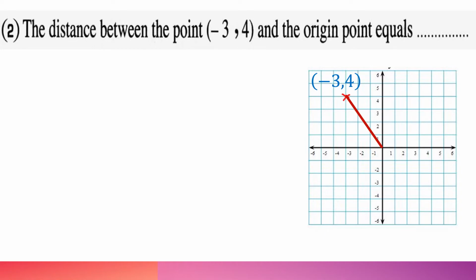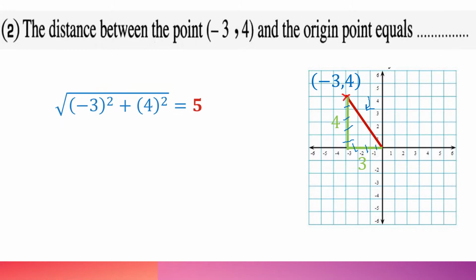How to find it? I need a right angle triangle. Here are the sides. Then what is the length of the first side? It is 3 because we counted the squares. I have 1, 2, 3 squares. The other side is 4 because I counted also the squares 1, 2, 3, 4. Then I need to find this hypotenuse using Pythagoras theorem. So it is root 3 power 2 plus 4 power 2 gives 5. Then the distance is 5.